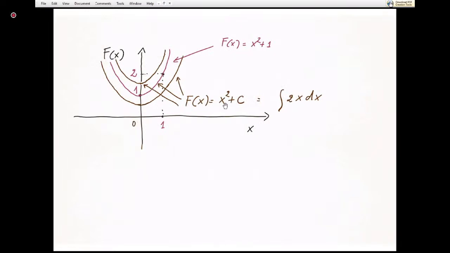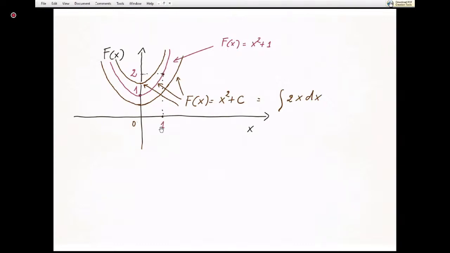X squared plus c, where c is a real number, and c represents the vertical coordinate of the intersection point with the vertical axis of the parabola, which is symmetric with respect to the y-axis. Infinitely many values of c, infinitely many parabolas. Among them, I want to select the one passing through point 1, 2. Graphically, it is the right one.